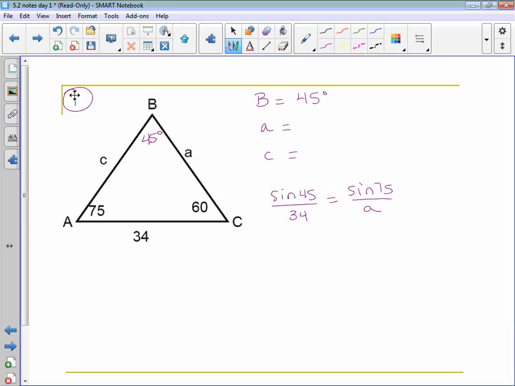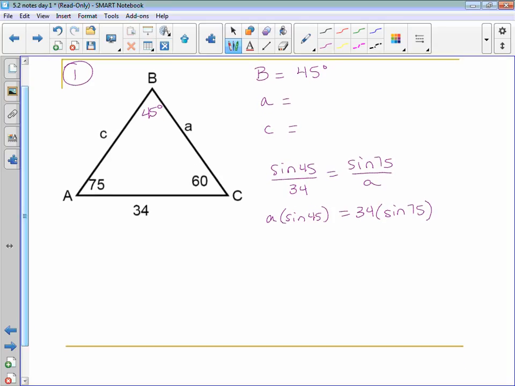Okay. How do I solve when I have a fraction equals a fraction? So you go across. Let's just call it cross multiply. The butterfly thing, I don't understand that. It's not a butterfly. What about caterpillar? Sounds like your own method. All right, so first step, A times sine of 45 equals 34 times sine of 75. That's just the cross multiplying part. And then how do I get A by itself?